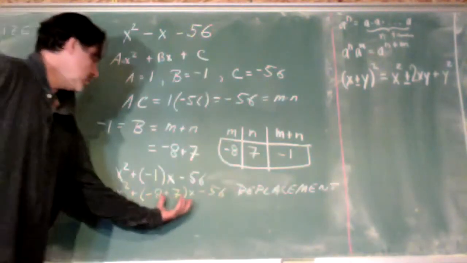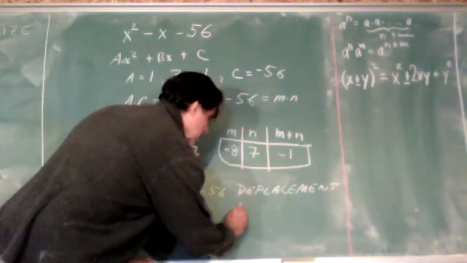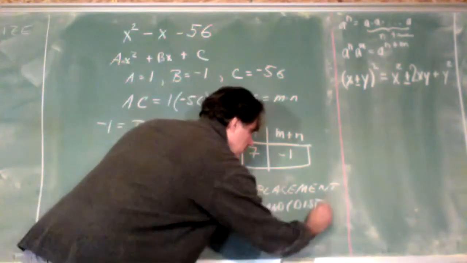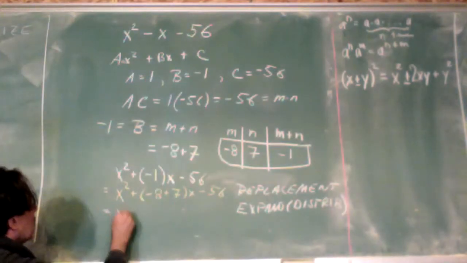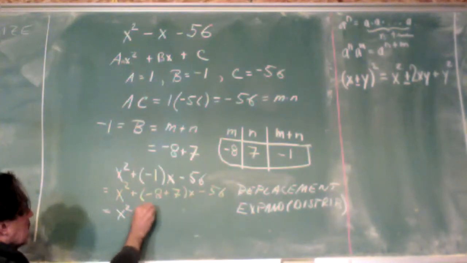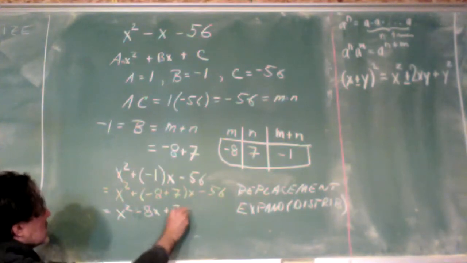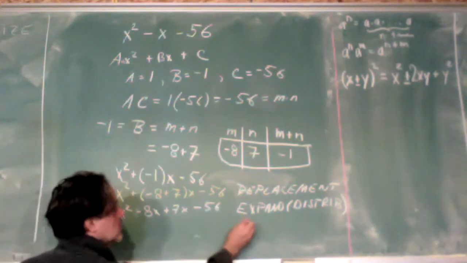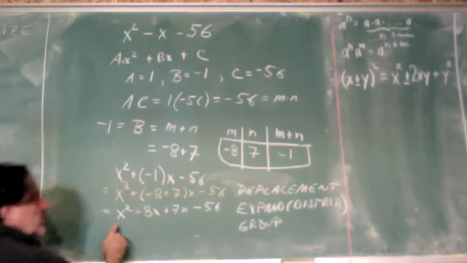So here's our replacement step. Next, what do we do? We distribute. I'll call it our expansion step. We expand, or distribute. When we do that, what do we get? x squared, sorry, that'll be x times -8, -8x, x times 7, plus 7x, minus 56. Our next step, we group. We group our first pair, our second pair.